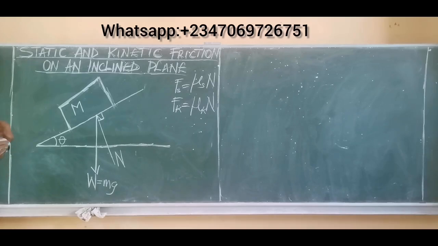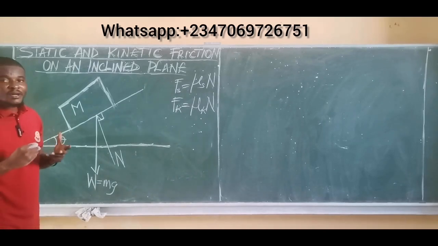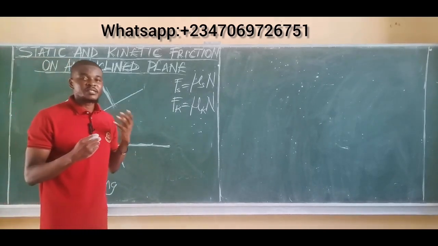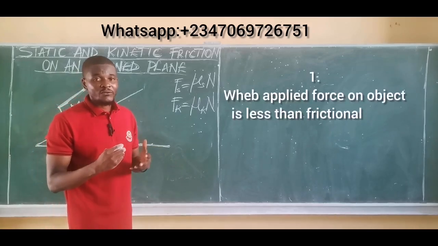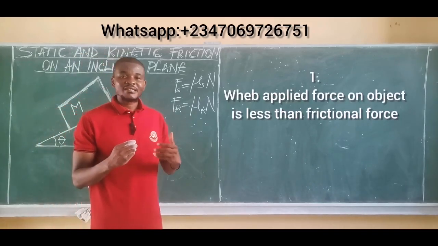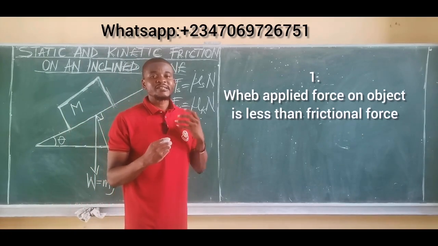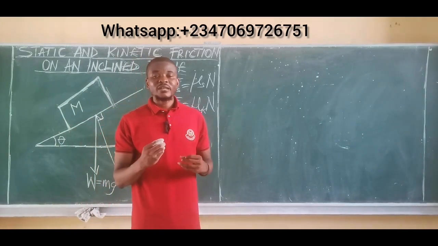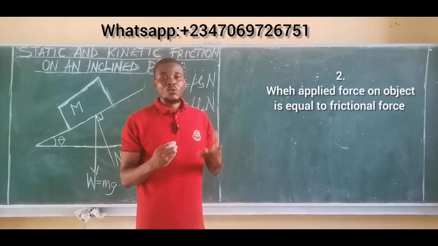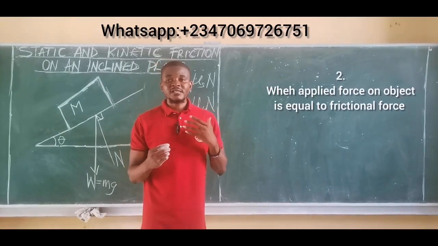Now, let's say this object is at rest. If it's at rest, that means motion is not taking place. Two key things can make an object to be at rest. I said all this in the previous video. When the applied force on the object is less than the frictional force, the object is said to be at rest. Secondly, when the applied force is equal to the frictional force, the object is said to be at rest.